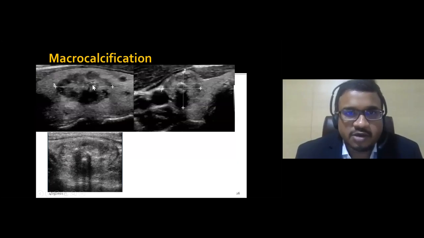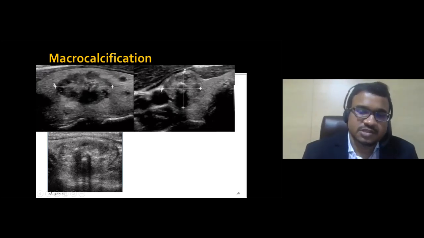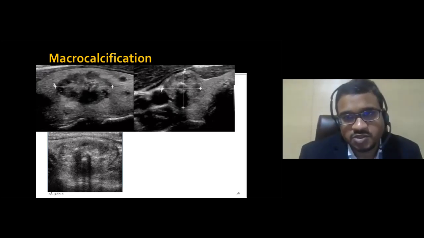Macrocalcification. Here, you can see this whitish thing is the macrocalcification. Whenever there's a macrocalcification, it is usually more than a millimeter, and it has posterior acoustic shadowing. That means the sound waves can't pass through this macrocalcification, and you get this posterior acoustic shadowing. Similarly, here also you have the macrocalcification and a posterior acoustic shadowing. This is significant and is suspicious for malignancy.